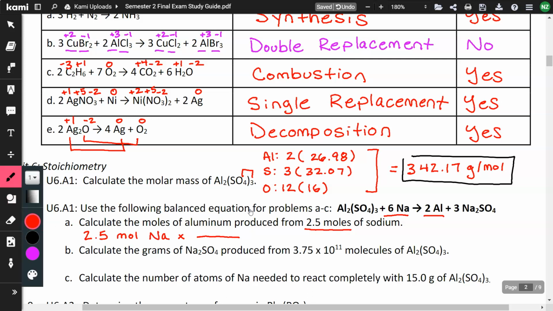So we want our units to be diagonal from each other. So for every 6 moles of sodium, we're going to get 2 moles of aluminum. So 2.5 times 2 over 6 is going to yield 0.83. And our units, so these will cancel with these, our units are going to be 0.83 moles of aluminum.